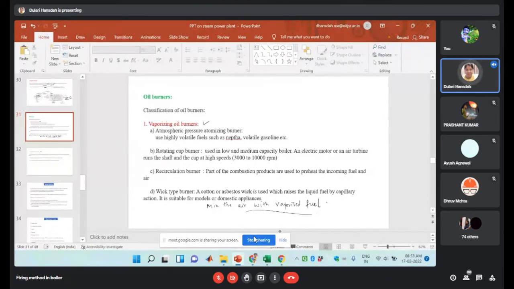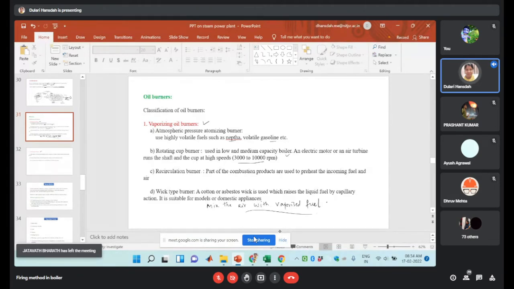Okay, so in this case, we have the atmospheric pressure atomizing burner, rotating cup burner, recirculation burner, and wick type burner. The atmospheric pressure atomizing burner will be used for highly volatile fuels such as naphtha and volatile gasoline. Then it is the rotating cup burners. It will be used in low and medium capacity boilers. In this case, an electric motor or an air turbine runs the shaft and the cup at high speeds of around 3000 to 10,000 rpm.